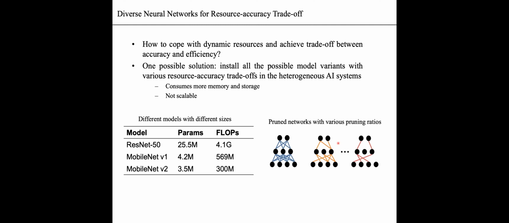But you can easily see this is not a very good solution. There are a couple of problems. One is that it will consume more memory and storage, because you have to deploy multiple of these models on a single device. And definitely this is not scalable. Can you install hundreds of these models on a single device to achieve this kind of fine-grained computational level?